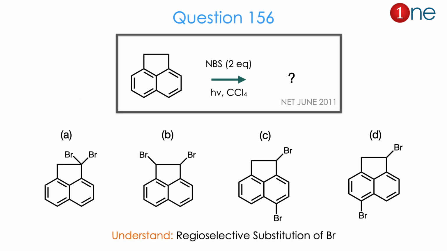Let us see the first question here. The starting material is naphthalene attached with an ethyl group in the first position, reacting with NBS, 2 equivalents, and light and CCl4. They ask you to find the product. Whether the bromination happens on the same carbon or different carbons, or happens in the benzene ring at different positions, so 4 different products. So from the reactant and 4 different bromine products, you might realize the question is really about regioselective substitution of bromide. The answer is B. Let us see how.